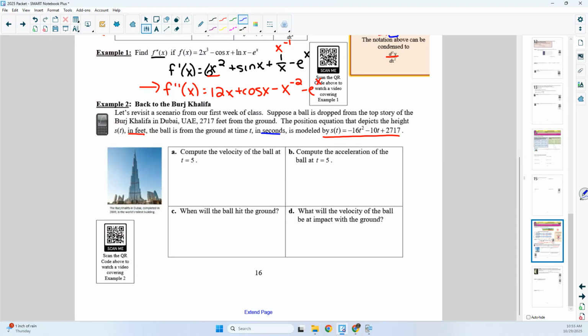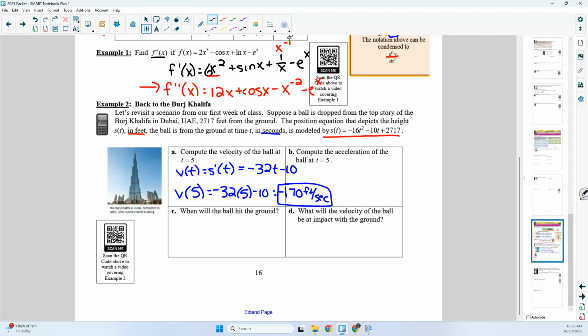When we want velocity, velocity is the rate of change of position. So we could say v of t or s prime of t, the derivative. We are going to get that function first. That's going to be negative 32t minus 10. And we want to find the velocity at 5 seconds. So we just plug in the 5, and that is going to give us negative 170. And that's going to be feet per second because velocity is a rate.